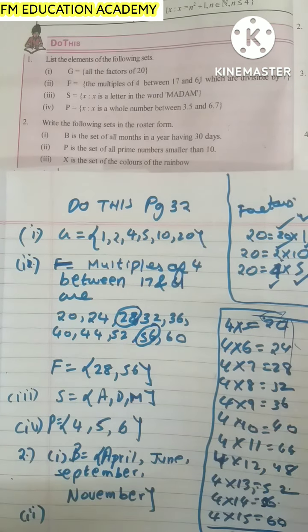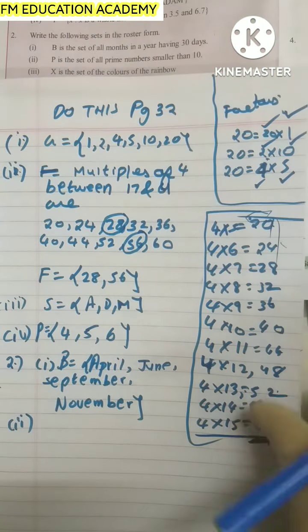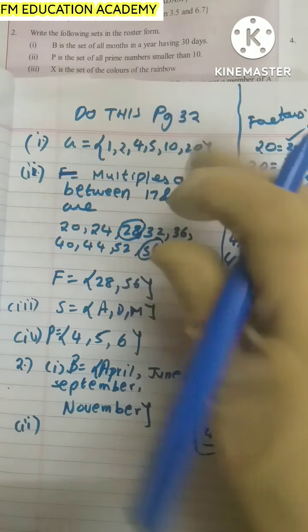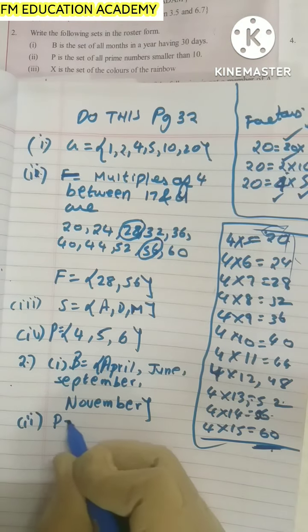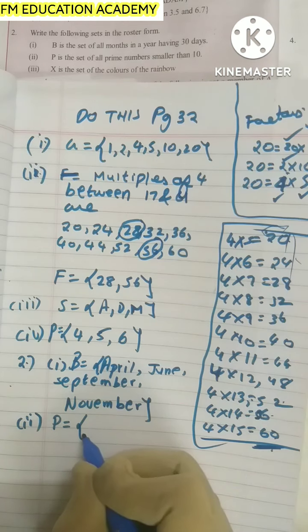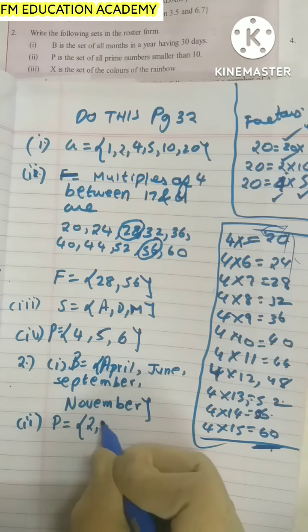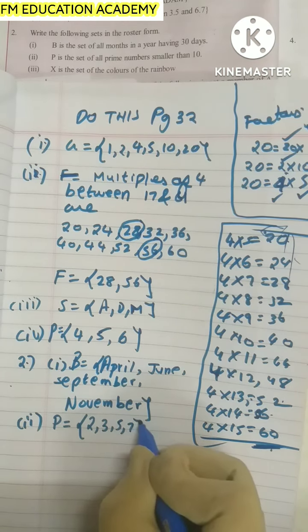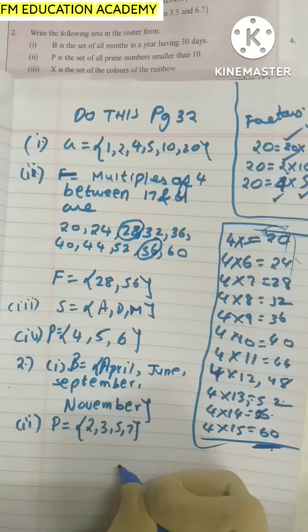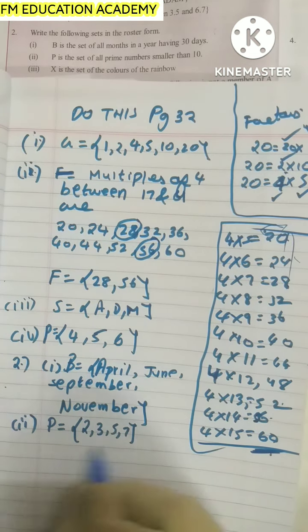Second bit is P is the set of all prime numbers smaller than 10. P is the set, so P is equal to, which are the numbers smaller than 10 which are prime? {2, 3, 5, 7}. We know 8 and 9 are not prime numbers. 8 and 9 are composite numbers, so they will not come in this set.